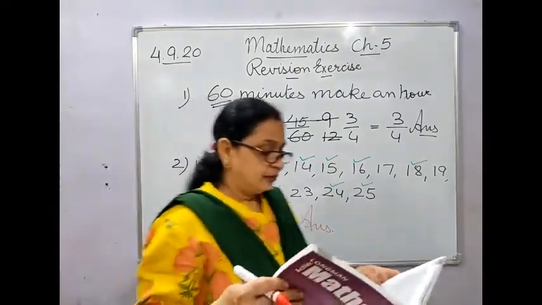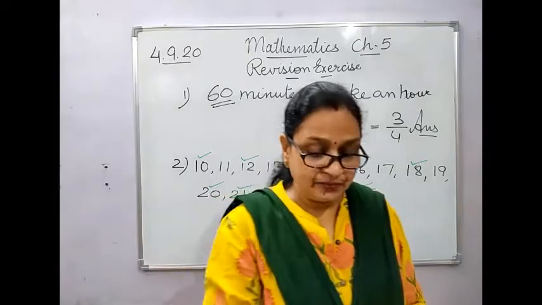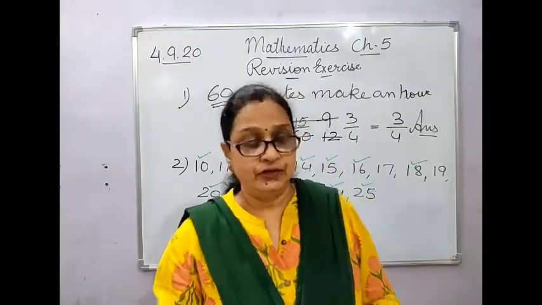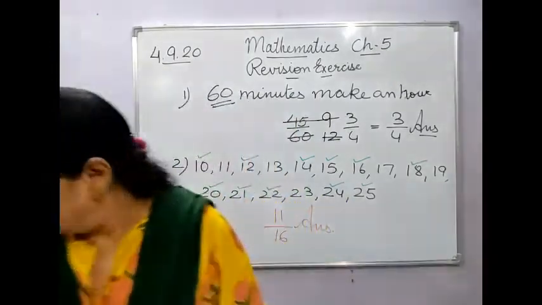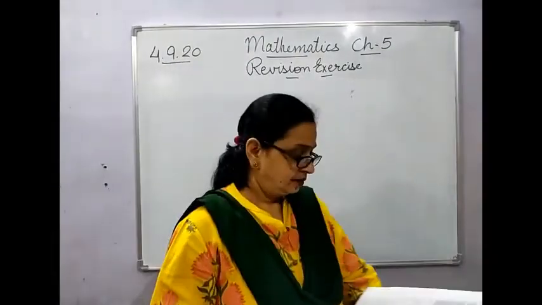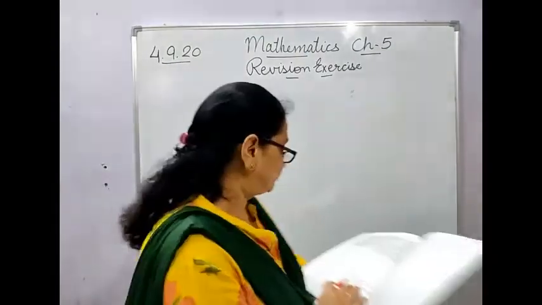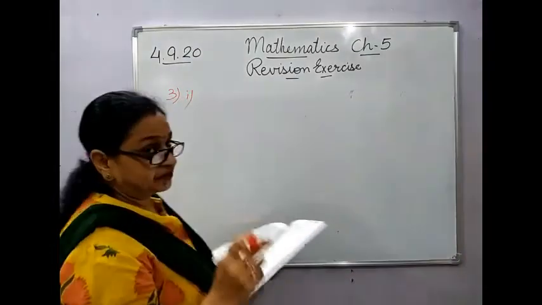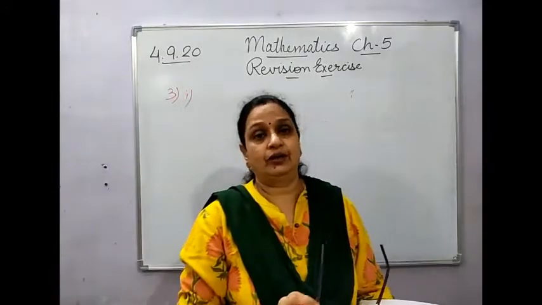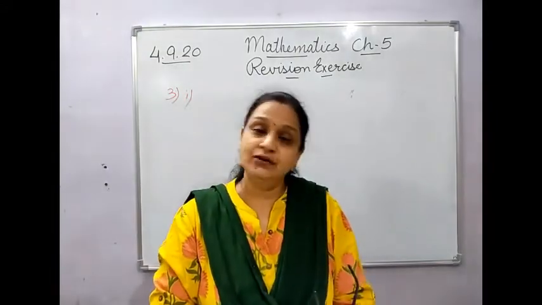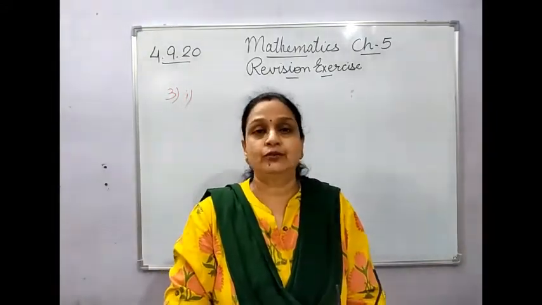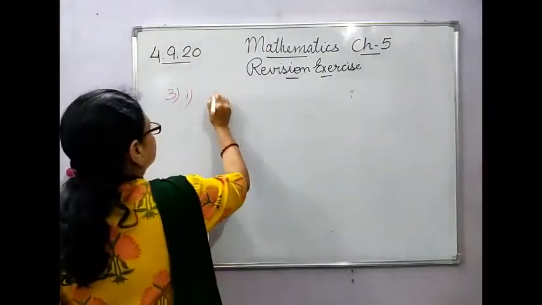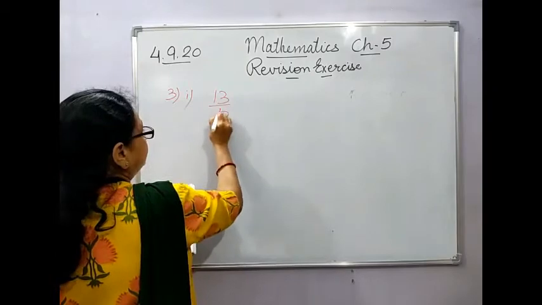Then question number 3, express as mixed fraction. You know the improper fraction is given. You will divide and you will find the answer. Third, express as mixed fraction. Only one sum because it's a revision. Actually, you have to do it all. I don't need to do it now because I have already explained it, but still I am showing one sum each. So, express as mixed fraction: it is 13 upon 5.